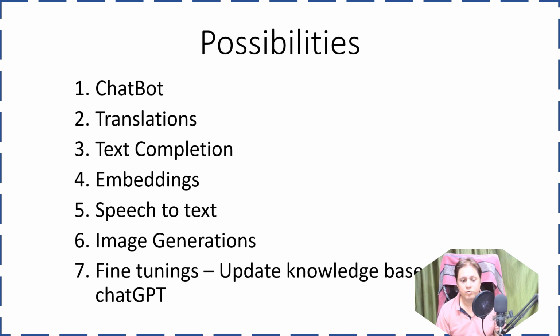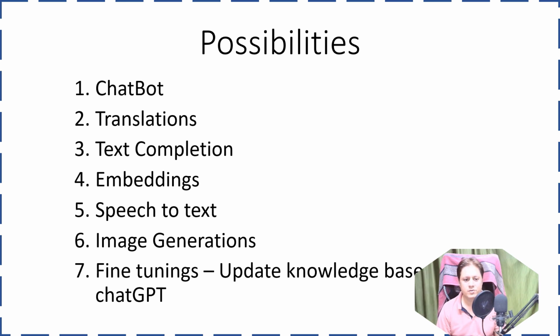You can do fine tuning and update the knowledge base of ChatGPT regarding your organization, not regarding whatever ChatGPT already knows. Why? Because you are not allowed to change whatever it already knows, and you can fine tune related to your organization only.